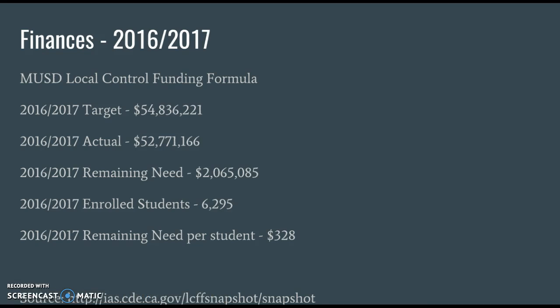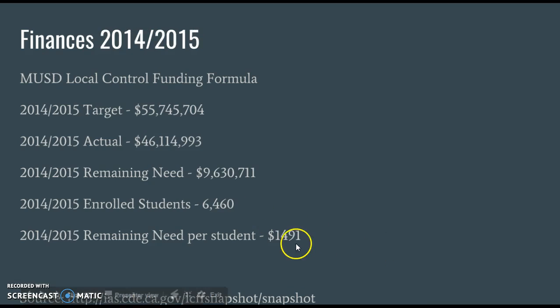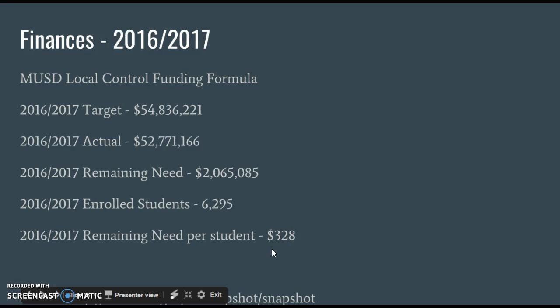And then in 2016-17, it got even better. So this actual number kept creeping up, and the target number actually went down by $1 million. So the deficit was 2 million divided by this many students. So we went from about 1,500 remaining need per student in 14-15 to, in 16-17, down to 328. Still not good. You don't want to be underfunded, but that's better than it had been.